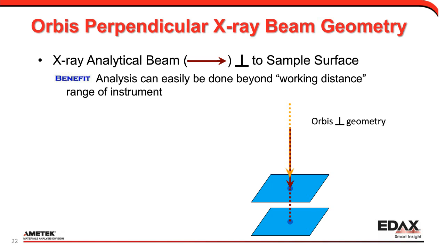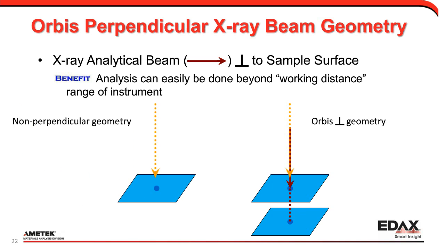In the non-perpendicular geometry, we're trying to hit that spot. The camera is looking at that spot. The X-ray beam, when the sample is at the correct height, is correct. But if the technician was in a hurry, they didn't make the exact adjustment of the sample height, maybe the sample is a little bit too low, they make the analysis anyway. Now with that non-perpendicular geometry, the beam is not measuring the sample in the place that the camera is reporting. So you have an error in the analysis.